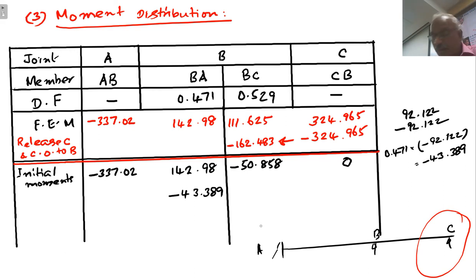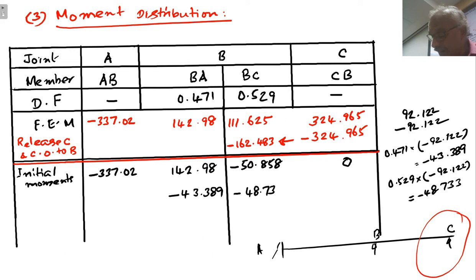389, right. For the member BC, distribution factor is 0.529. 0.529 into minus 92.122. So this is equal to minus 48.733. Right. So distribution is over because there is no distribution at A, there is only one member, and there is no distribution at C.